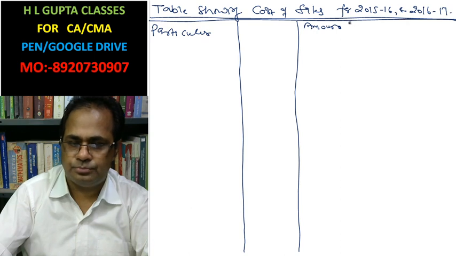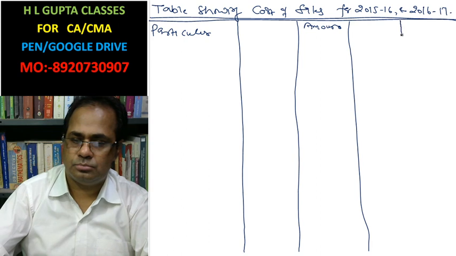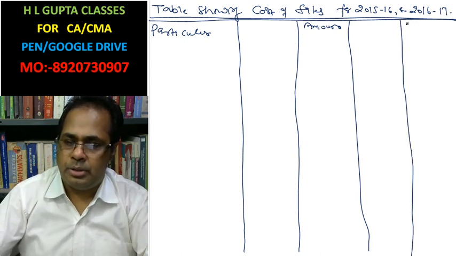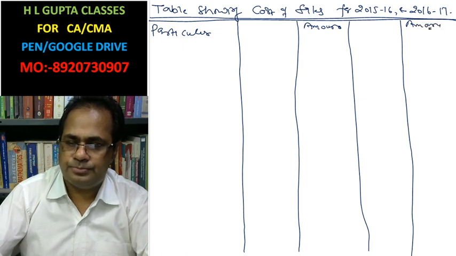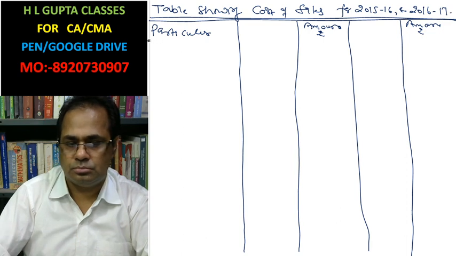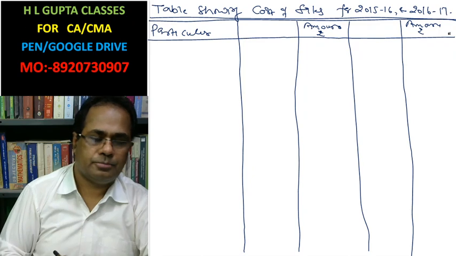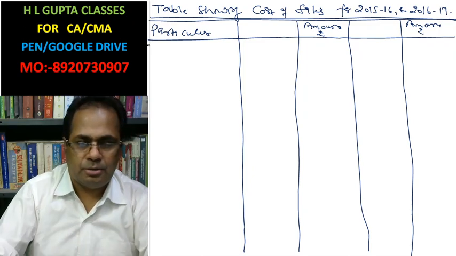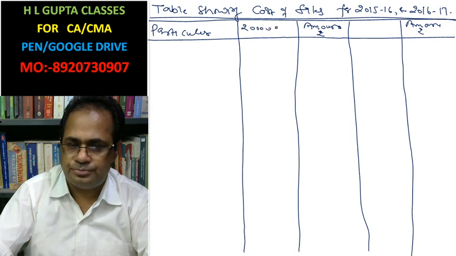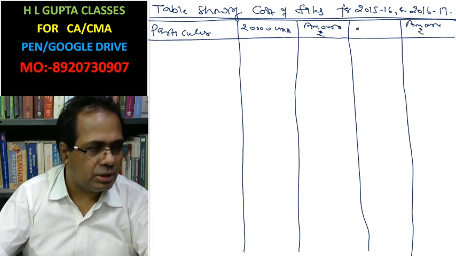Amounts. This is the amounts. Look at it. Here raw material. This is for 20,000 units. This is for 24,000 units.